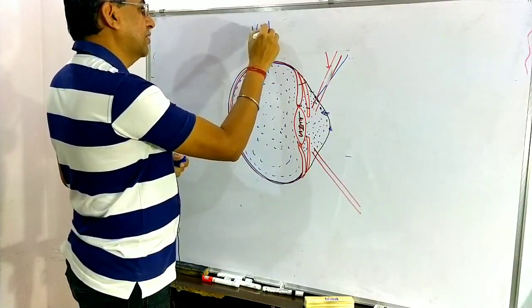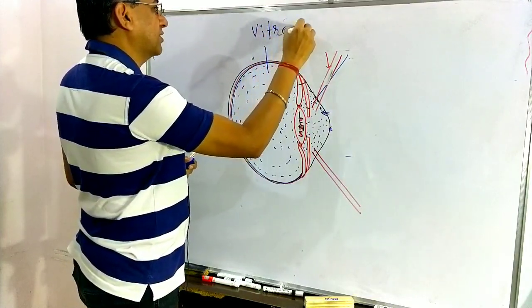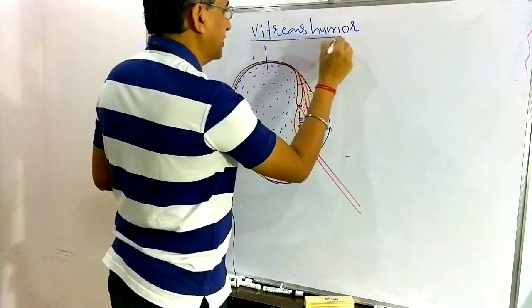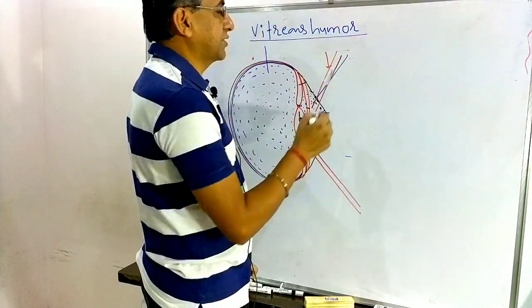The fluid which is present in the posterior chamber, that is known as the vitreous humor.